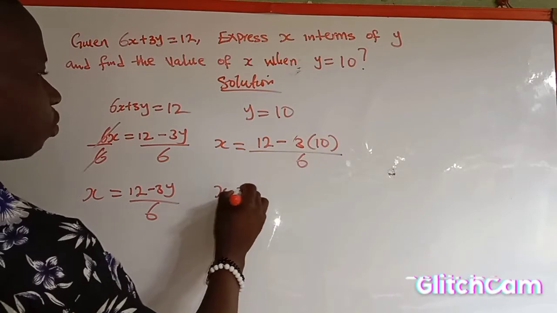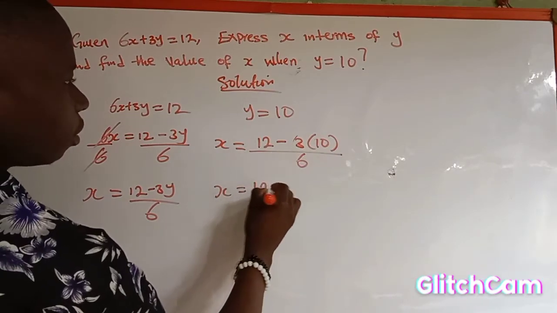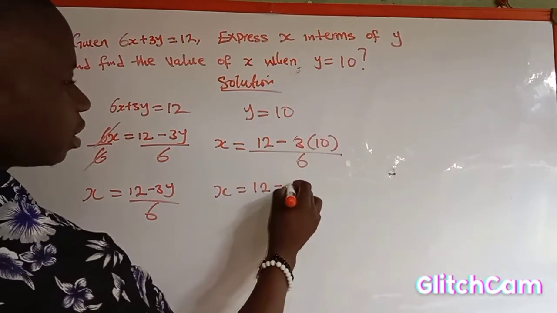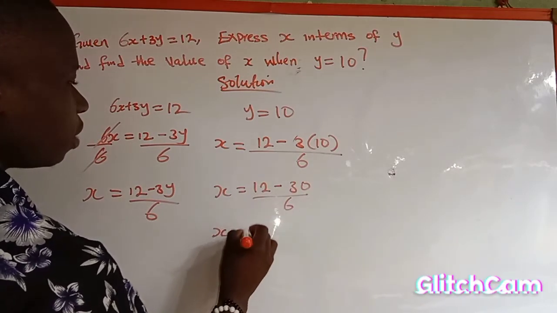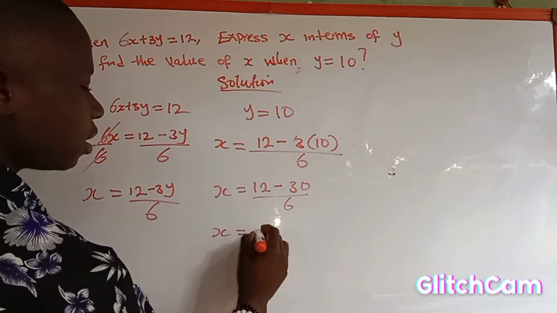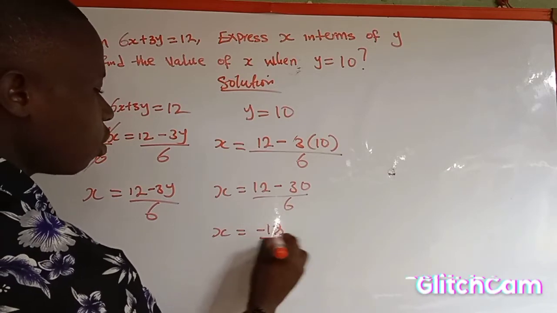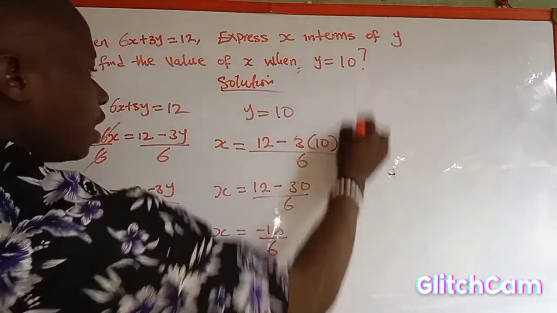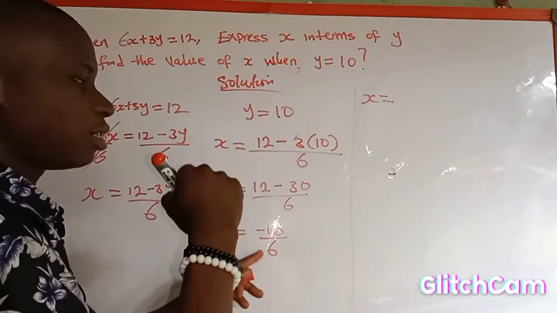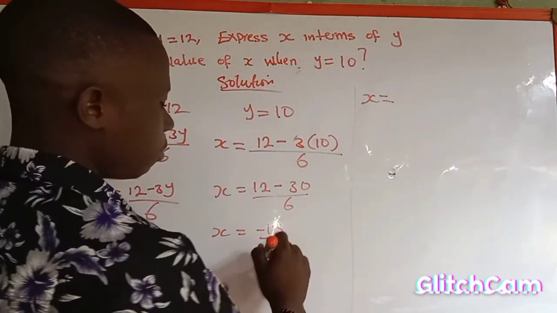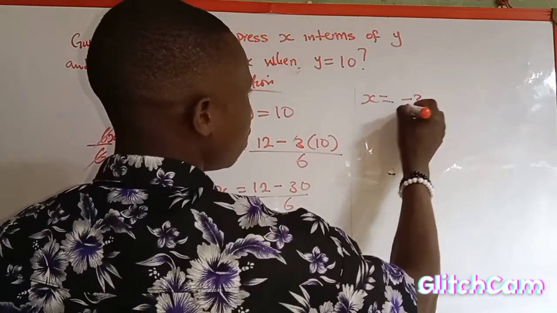So my s now will be equal to 12 minus 3 times 10, it will give me 30, all over 6. So my s now will be equal to 12 minus 30, it will give me minus 18 over 6. So to get the value of my s now, I'll divide minus 18 by 6. And minus 18 by 6 will give me negative 3.